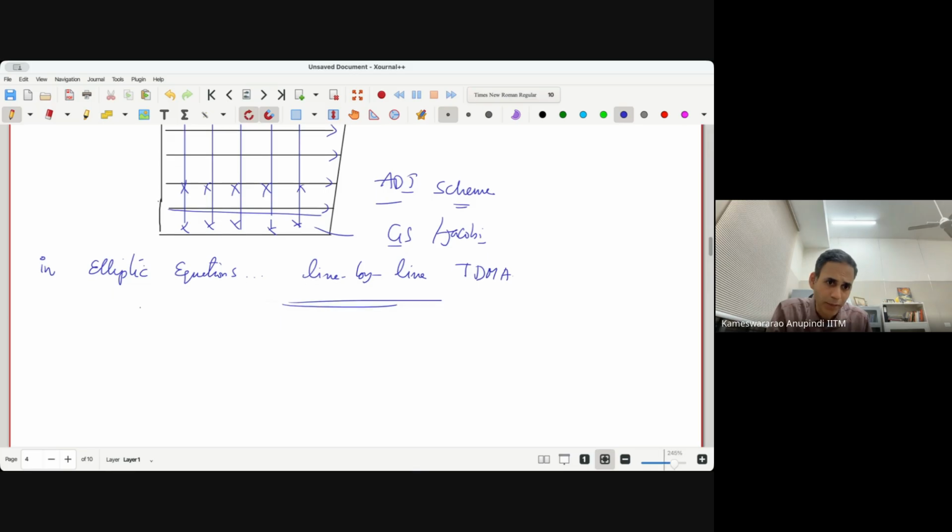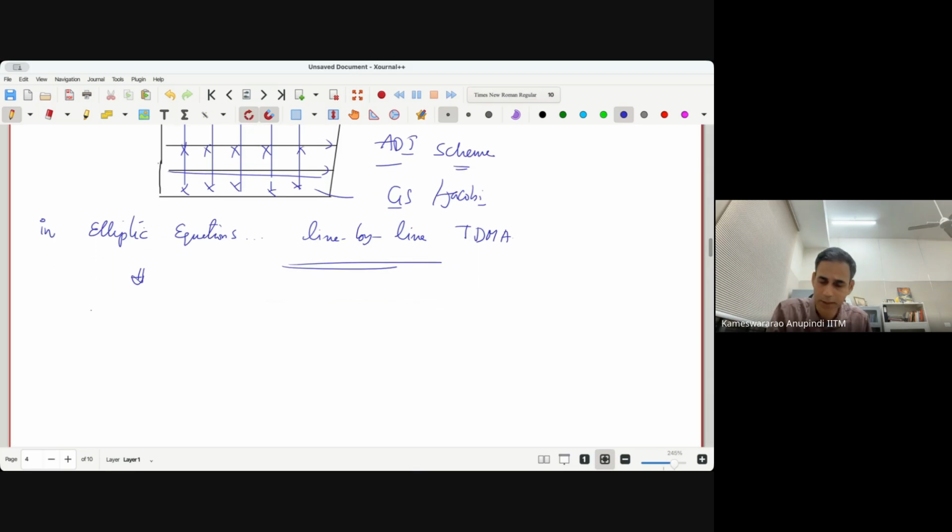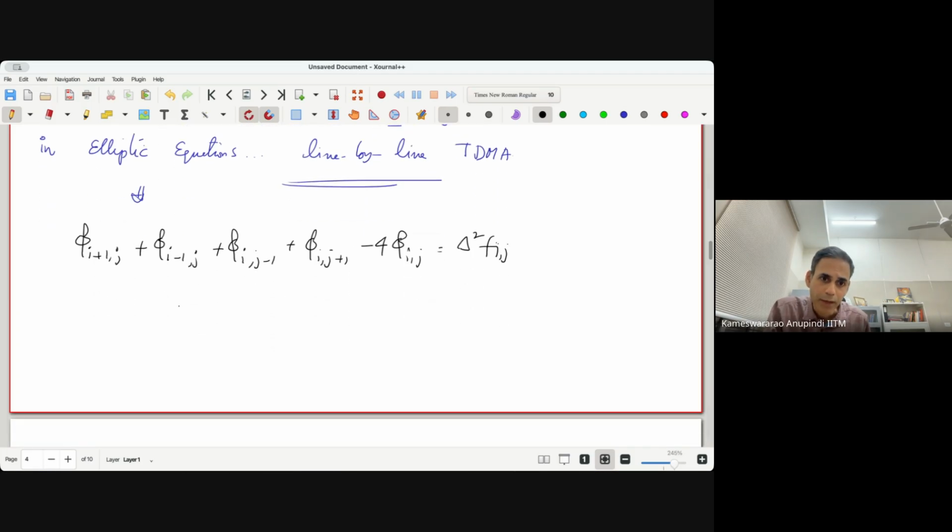So let me put this one. If you remember, we had this discretization, right? In an elliptic equation, we had phi i+1,j plus phi i-1,j plus phi i,j-1 plus phi i,j+1 minus 4 phi ij equals delta square fij. Okay, that's what we have. That means how we are going to solve this. So as we said, if you want to solve this, you need a pentadiagonal matrix, right?